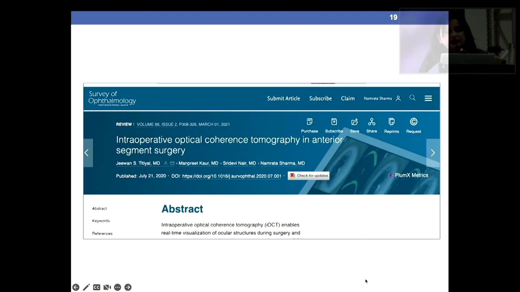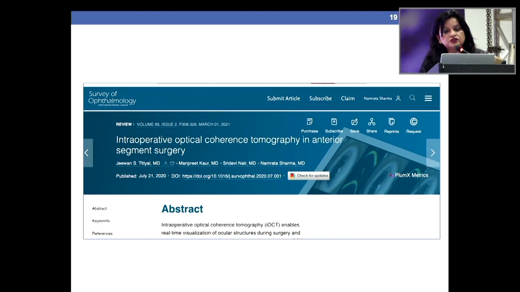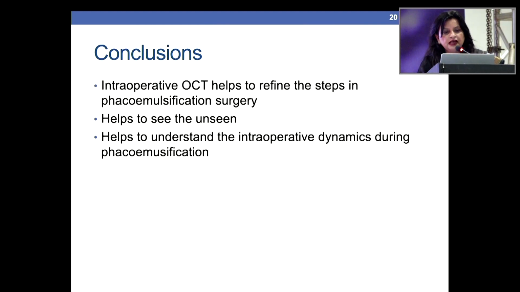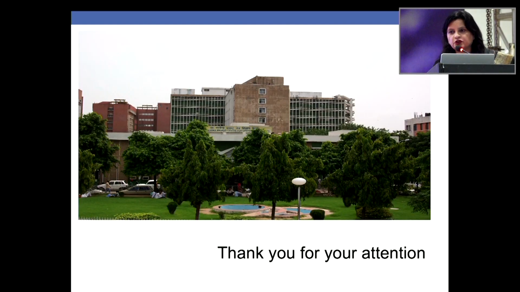So this is our publication with Professor Tityal on IOCT in anterior segment surgery. And to conclude, IOCT helps to refine the steps in phaco surgery, helps to see the unseen, and helps to understand the intraoperative dynamics during the phacoemulsification procedure. Thank you very much for your kind attention.